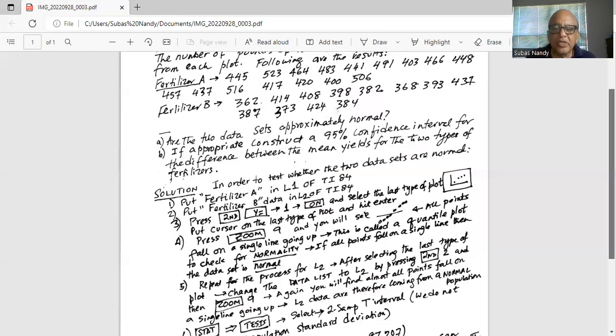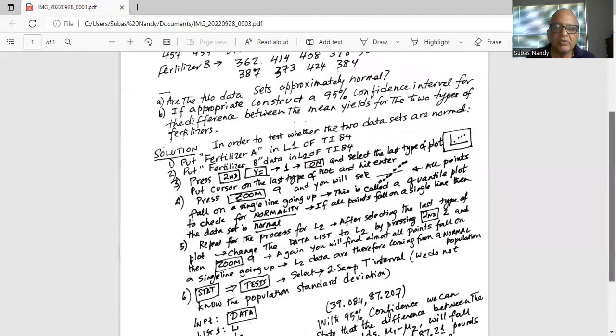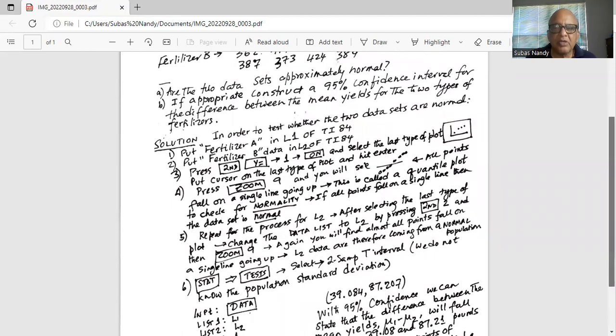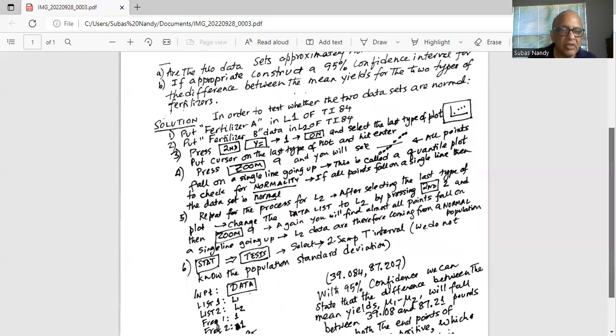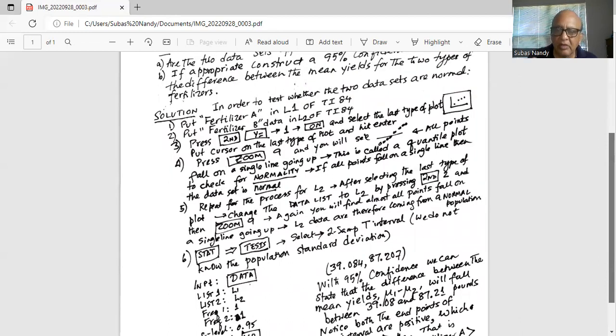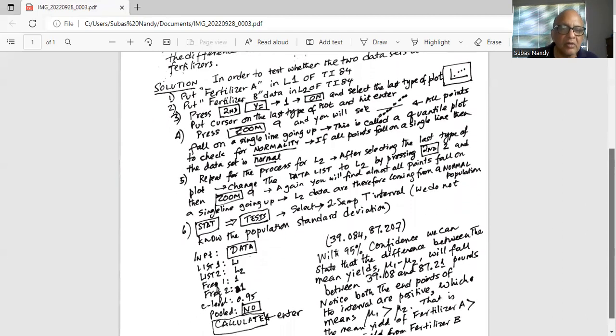Since both data sets come from normal populations, we can construct a 95% confidence interval for the difference in the means. So in that case, we will press the stat button to calculate the 95% confidence interval. We press stat, then TESTS, and scroll down till we see 2-SampTInt, which is the 2 sample t interval. We do not know the population standard deviation, therefore we use the 2 sample t interval.